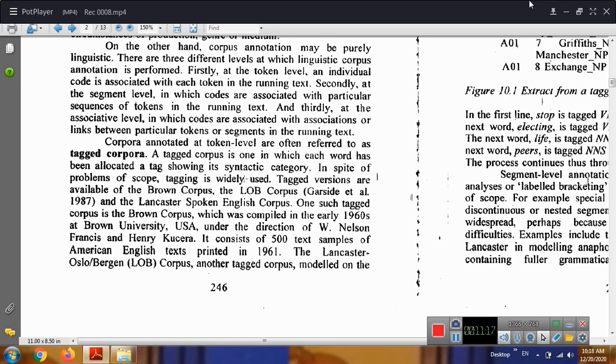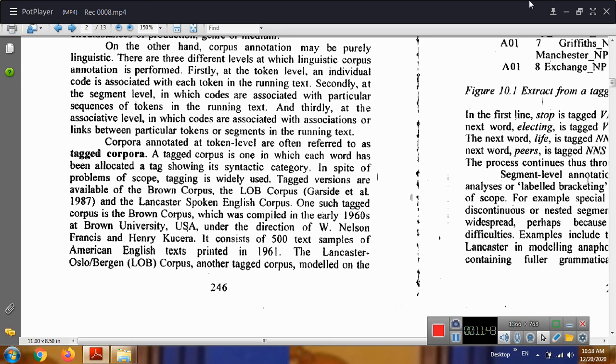In spite of problems of scope, tagging is widely used. Tagged versions are available of the Brown corpus. Here you can see some examples of tagged corpora, like the Brown corpus, the LOB corpus, and the Lancaster Spoken English corpus. You should know them. These examples are important.